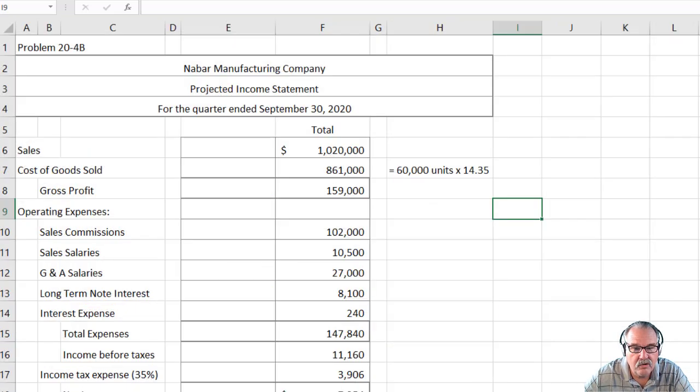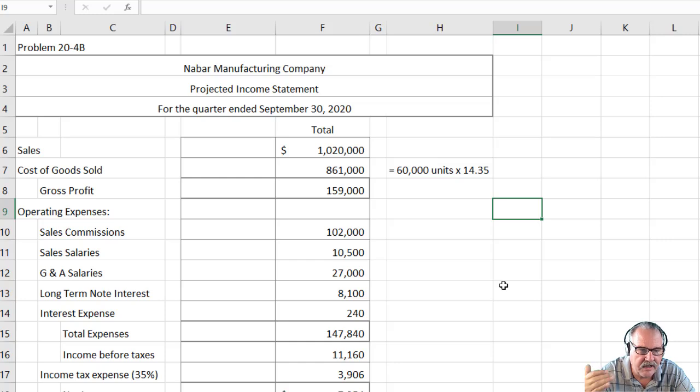So now we're ready to do our income statement. We could do a monthly income statement. They didn't ask for that, so we're just going to do it for the whole quarter, taking our sales information, taking our cost of goods sold. We sold 60,000 units at $14.35. That means our gross profit is $159.